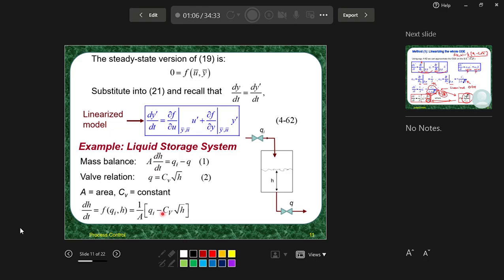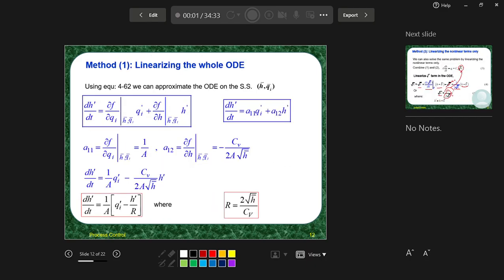of H. Now, we cannot do the analysis on this model directly. Why? Well, this is because we have a nonlinear term. Actually, this is a highly nonlinear term, and the whole thing is a nonlinear ordinary differential equation. So we need to linearize this equation. We will solve this problem using two methods. In the first method, we will linearize the whole ordinary differential equation.